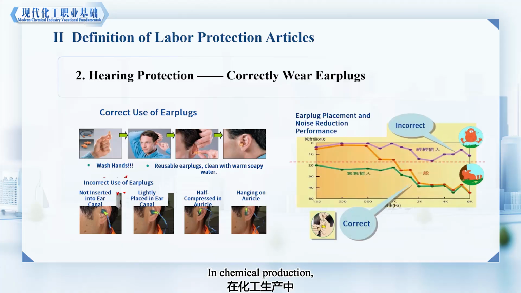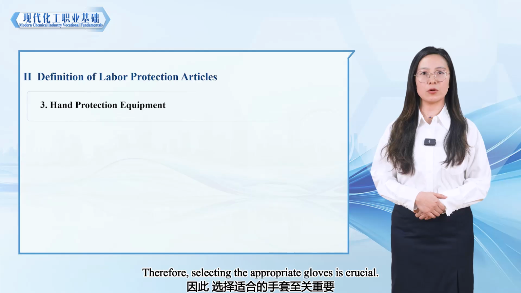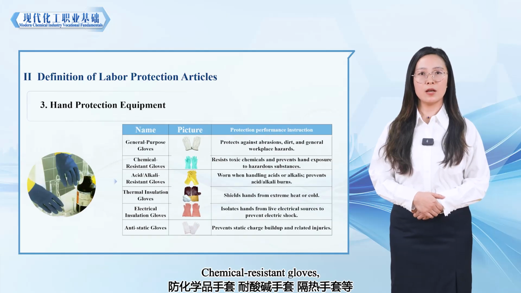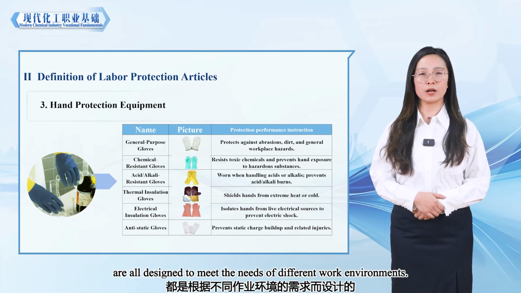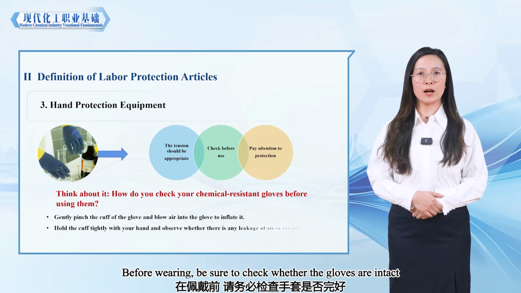In chemical production, the hands may come into contact with various hazardous substances, such as chemicals and high-temperature objects. Therefore, selecting the appropriate gloves is crucial. Chemical-resistant gloves, acid and alkali-resistant gloves, and heat-insulating gloves are all designed to meet the needs of different work environments. Before wearing, be sure to check whether the gloves are intact.